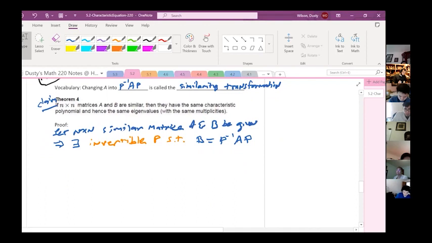All right. So the question then talks about they have the same characteristic polynomial. We don't have a characteristic polynomial, so let's see if we can bring that characteristic polynomial out. So the characteristic polynomial of B would be B minus lambda I. So this is the characteristic polynomial of B. We're trying to show that it's the same as the characteristic polynomial of A.